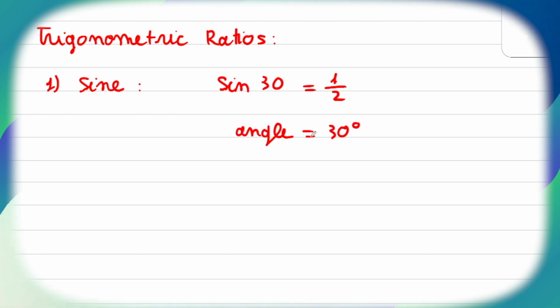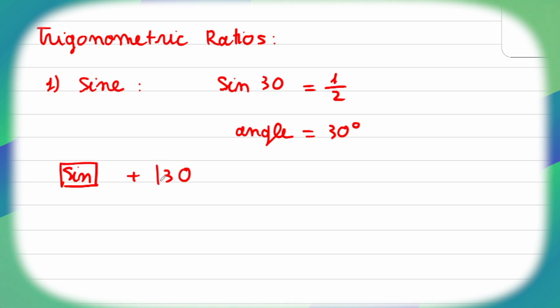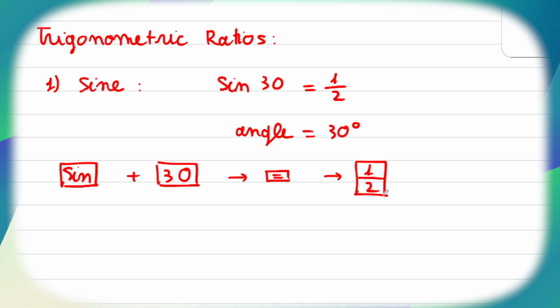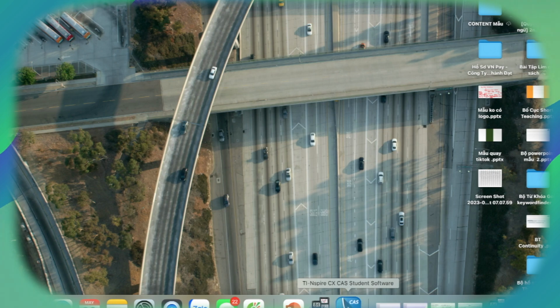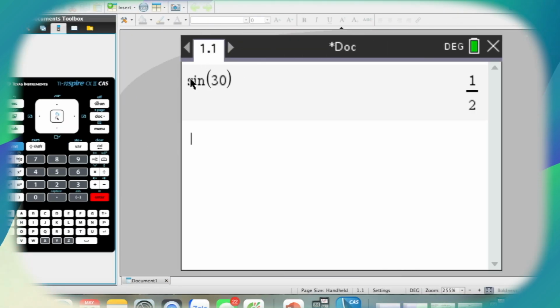And the main question for this one is how can you calculate sine 30 in your calculator? You can find the sine button here in your calculator, and then you add the number 30, and after that you press the equal button, and the screen of your calculator will show you the value 1 over 2. For example, I have this calculator, and after I write out sine and then add the value 30 degrees, you will have 1 over 2.